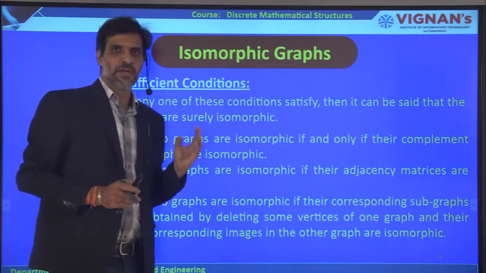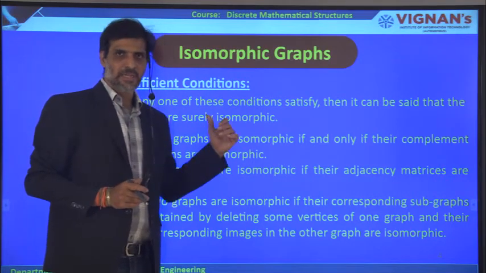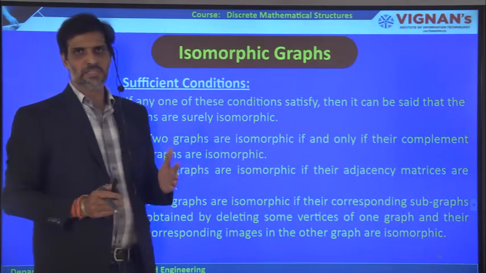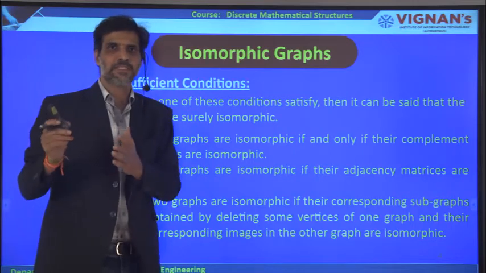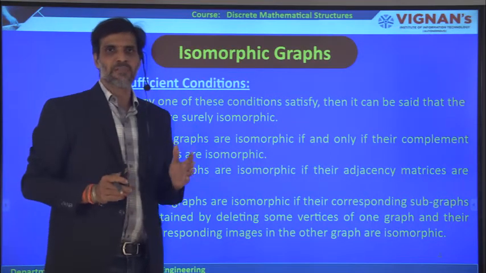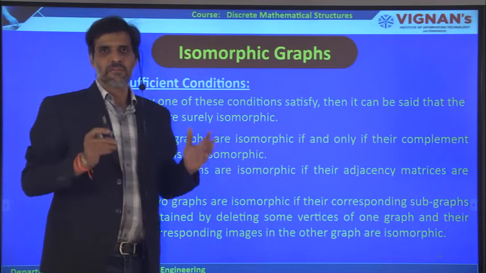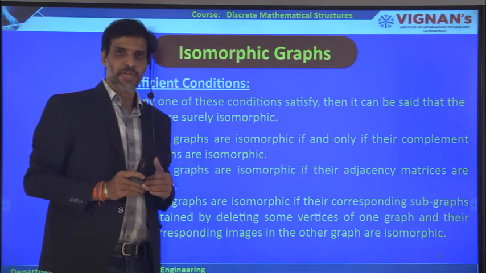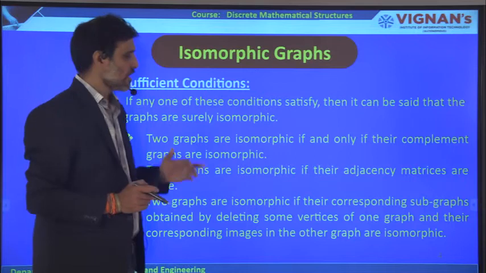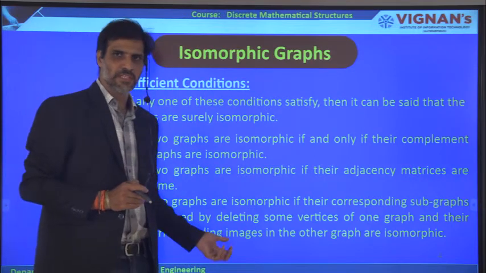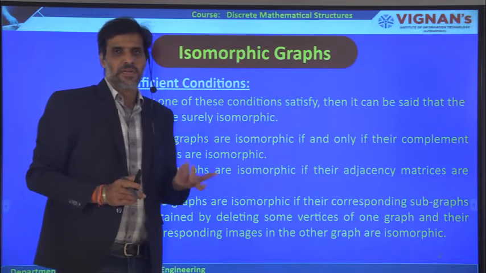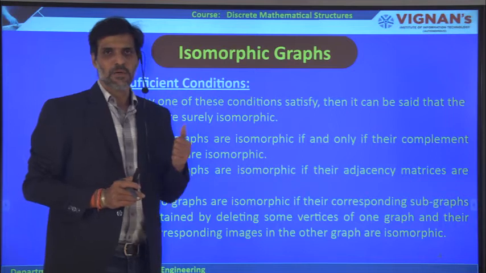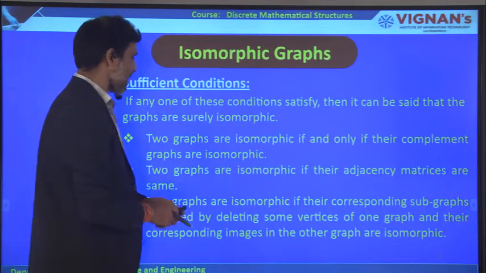So the previous four conditions are the necessary conditions, and these three conditions are called the sufficient conditions. Even though all the necessary conditions are satisfied, we cannot say for sure that the graphs are isomorphic. But if any one of the necessary conditions is violated, we can clearly say those graphs are not isomorphic. If all four necessary conditions are satisfied, then you have to check one of these three conditions and see whether it is satisfied. If it is satisfied, then we can say they are isomorphic. This is how we can check whether the given graphs are isomorphic.